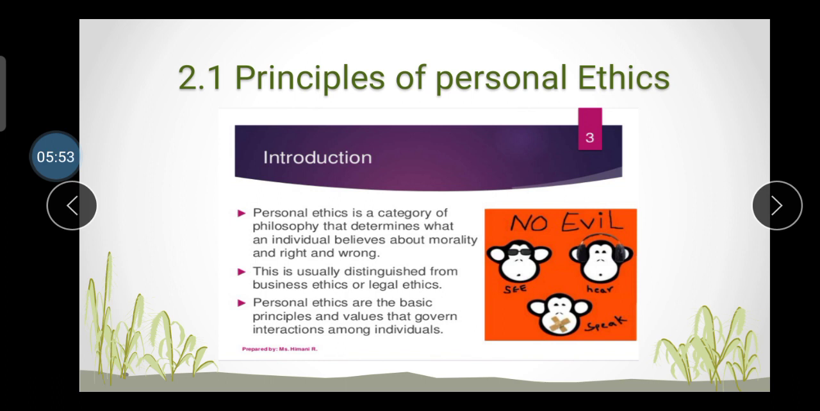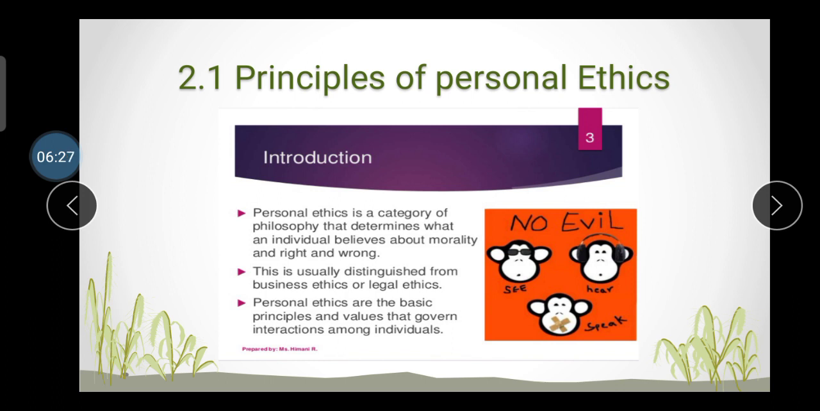First of all, two words are considered here: personal and ethics. Personal ethics is regarding your personal life. Sometimes we have to define our own ethics, and it's considered personal ethics. Personal ethics is a category of philosophy to determine what an individual believes about their morality, right and wrong. According to the person, they have different types of ethics. Person to person, there are different types of ethics.